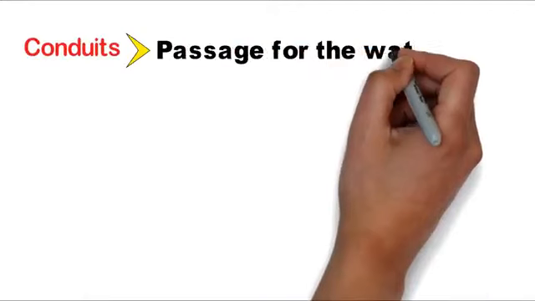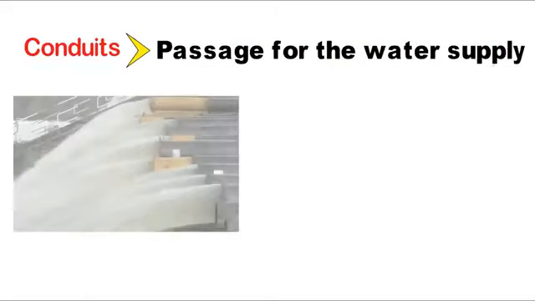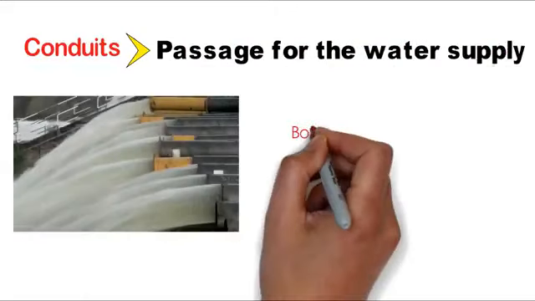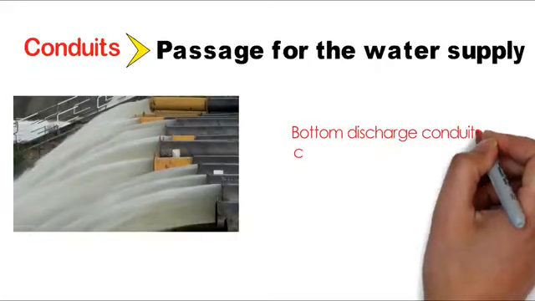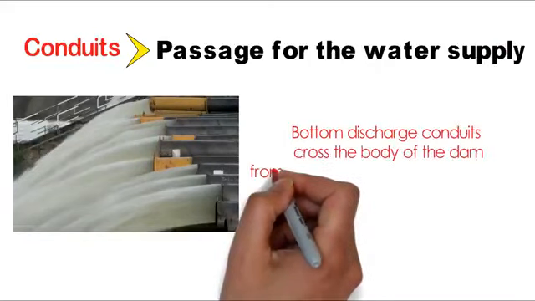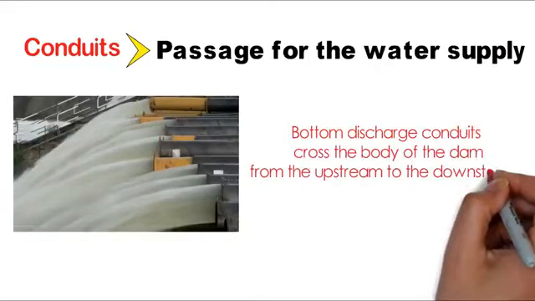And next is conduits. These conduits are passages for the water supply. Just go through this picture. This is the picture of a conduit, and bottom discharge conduits cross the body of the dam from the upstream side to the downstream side.